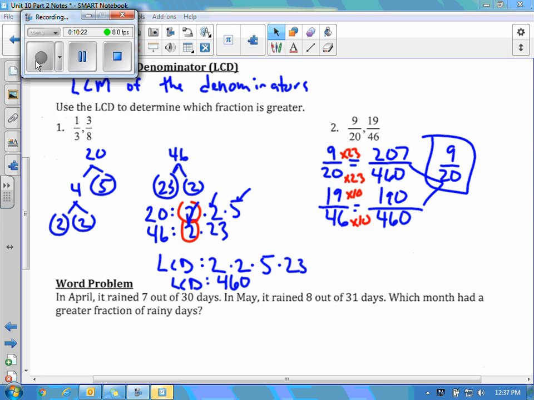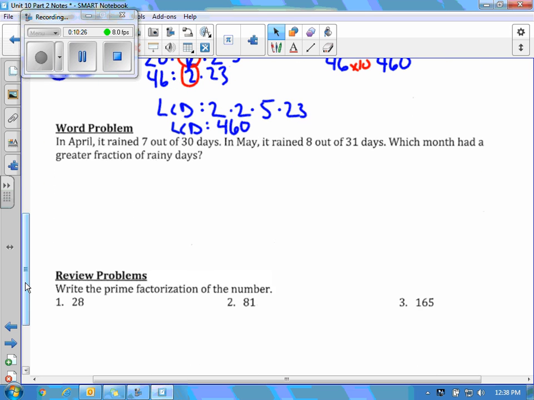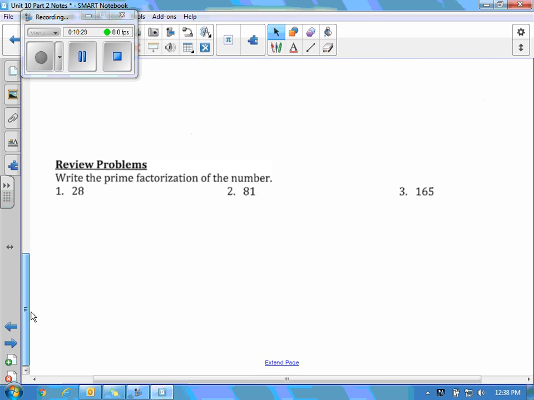I'll leave number 1 for you guys, which is a little bit easier version. This word problem, I want you to just do your best to try it out, and then you know the review problems you do on your own. Review of prime factorization. Make sure you check the review problems with the answer.